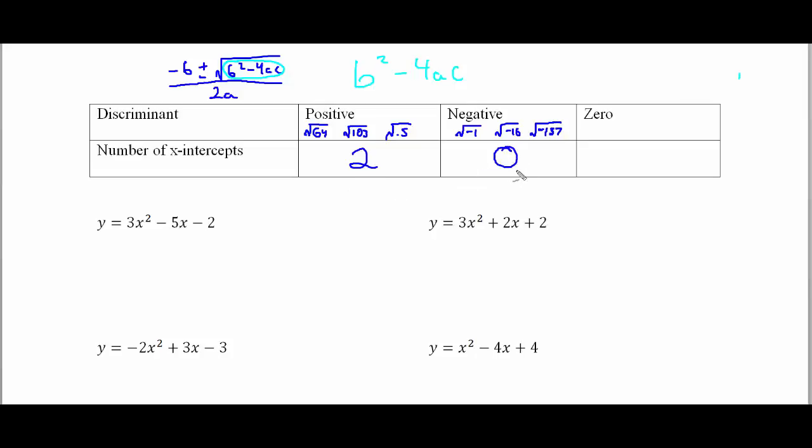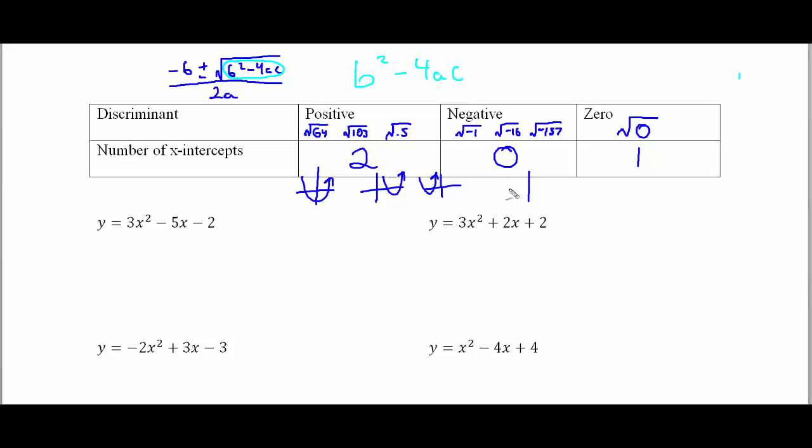You're going to actually have two imaginary answers because the square root of a negative number gives you i. Now, the last situation is if you have 0 under the square root, this means you're going to have only one answer. So this is going to hit the ground in two locations. It's going to hit the ground like this, or like this, and of course there are frowns as well if the a is negative.